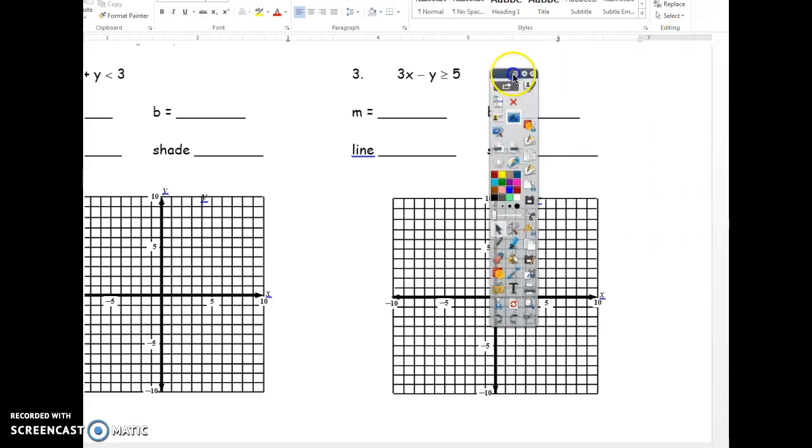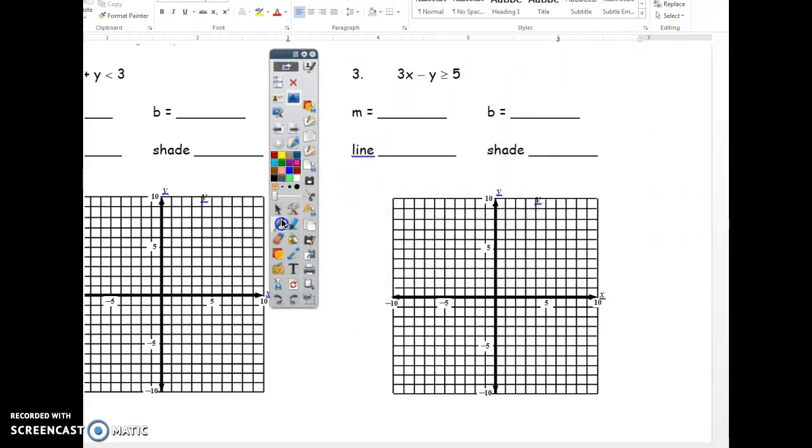And this one needs to be solved for y. It's not ready. Okay, it's not y equals. The y is not by itself. So we need to solve for y first. And remember, if you divide by a negative, you have to flip the inequality sign.